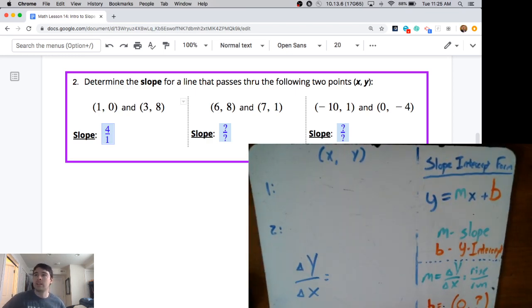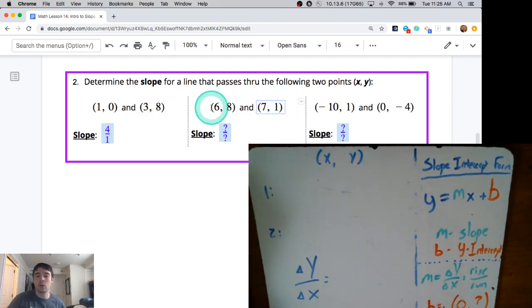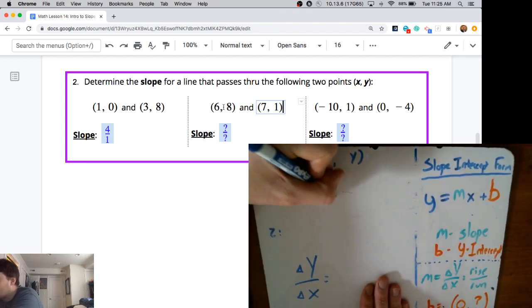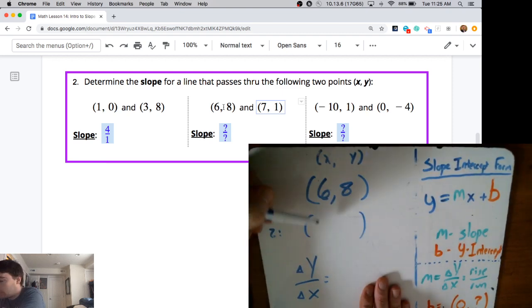So now we'll take a look at the next pair of points that we're going to have to use. The line starts out going through 6 and 8, so the first data point has an x value of 6, a y value of 8. And then the second data point, x value is now 7, and y value is now 1.